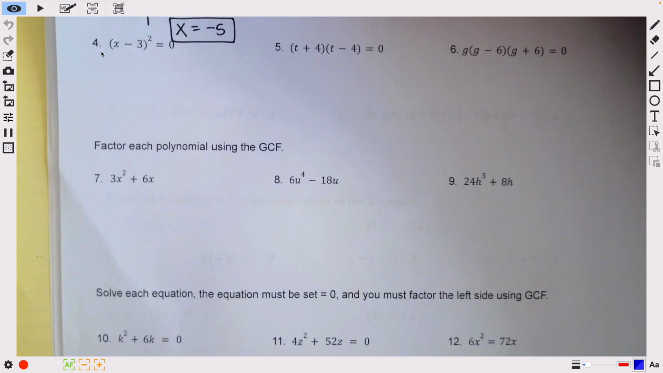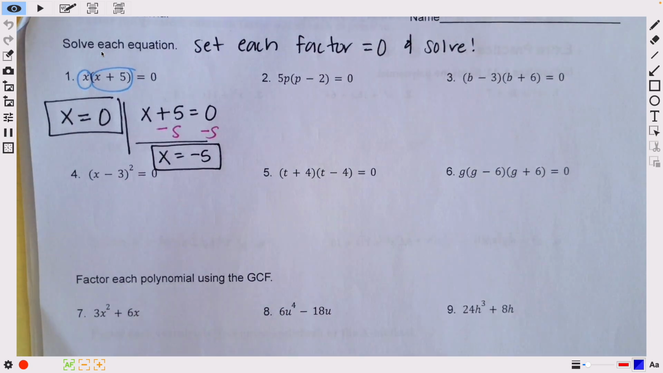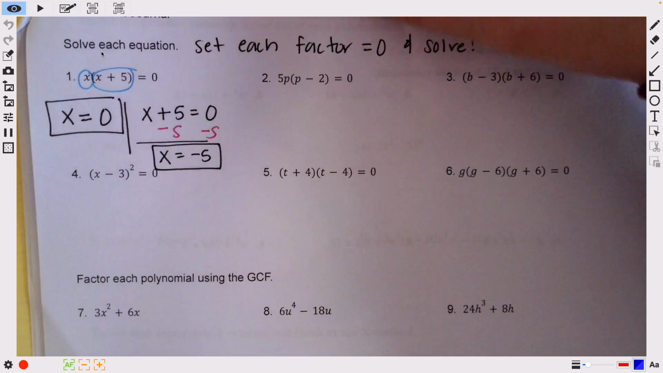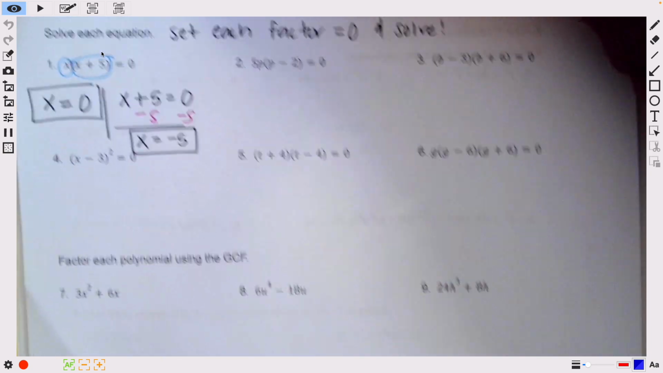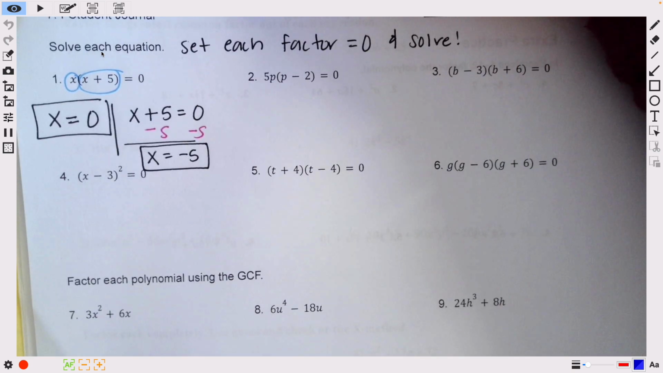Okay. Sorry, I'm probably going too fast. I'd say on the bottom it doesn't really matter. 7, 8, or 9, which one would you like me to do? Joshua? 9, sure. Did everyone have a chance to write that down?